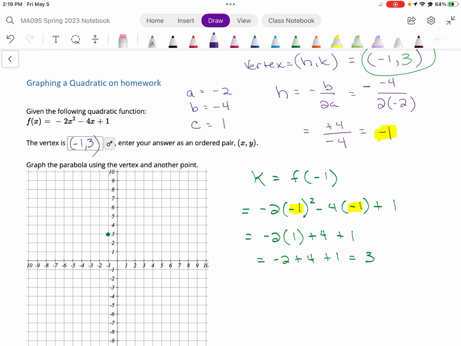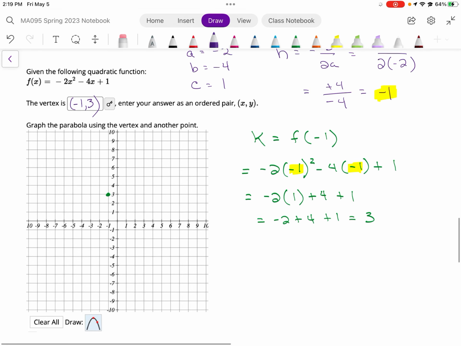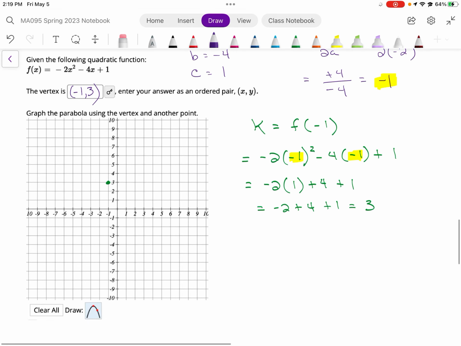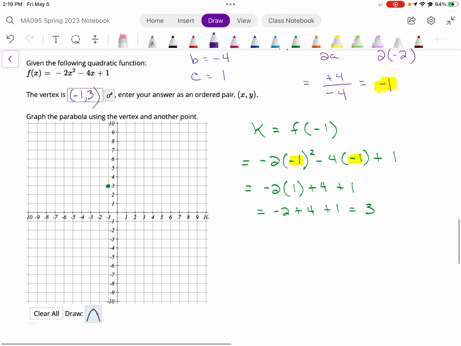-1, 3. All right, so now how do you graph this if you're using our online homework manager? Well, they say right here that you need 2 points. That's what the 2 red dots are. You have to choose the tool and then just 2 points, the vertex and 1 other point. So let's find 1 other point.